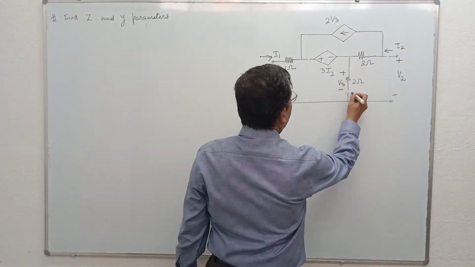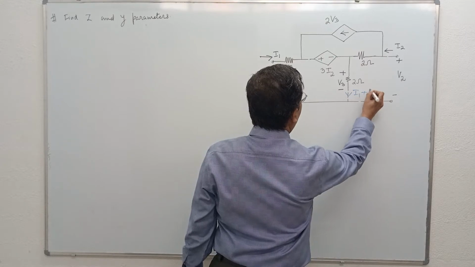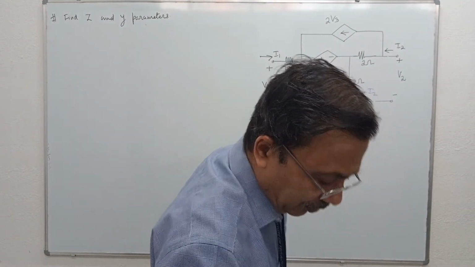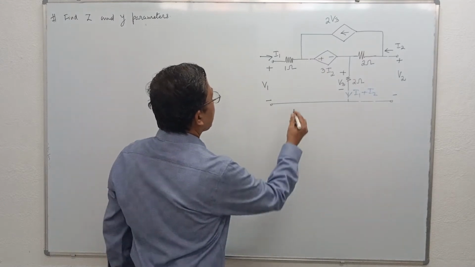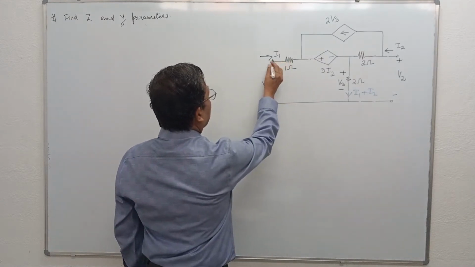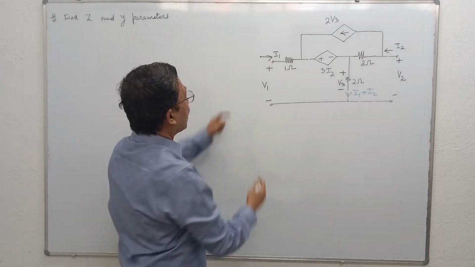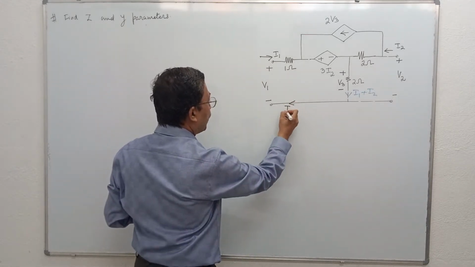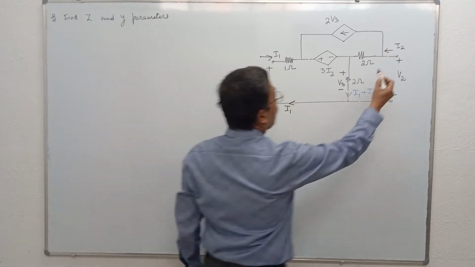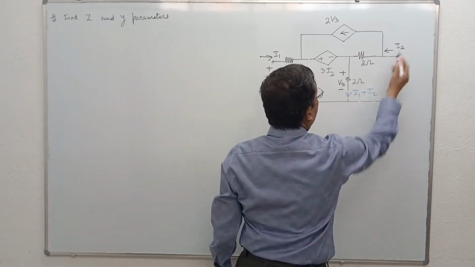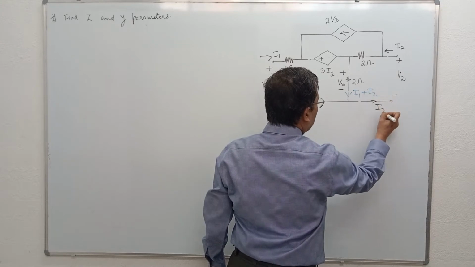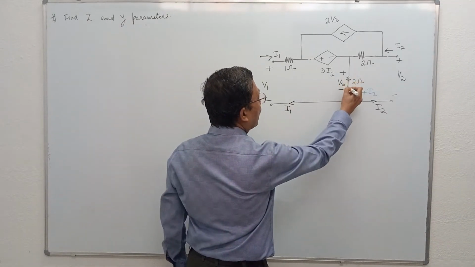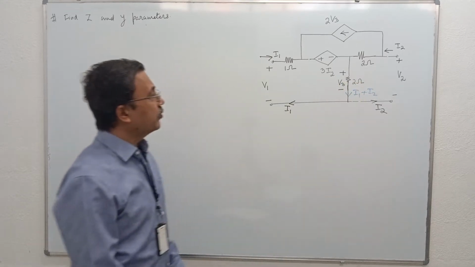Current in this branch is I1 plus I2. What current? Assume that there is a source here. The current in the source is I1. The current entering the source also should be I1. Assume that there is a load here. If this current is I2, this current also has to be I2. So the current in this branch is I1 plus I2. Very, very important.